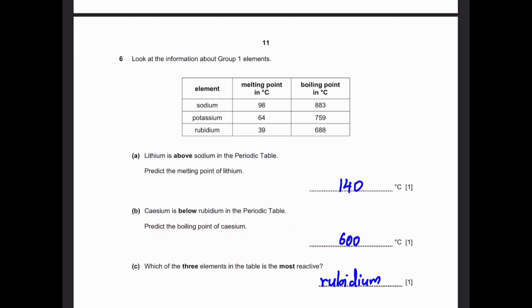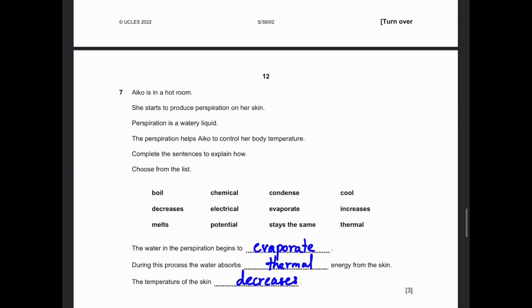See, which of the 3 elements in the table is most reactive? Out of these 3 elements, rubidium is the most reactive because it has a lower melting point and boiling point. That's the answer. Let's go to question 7.